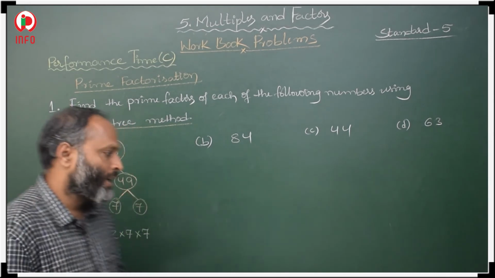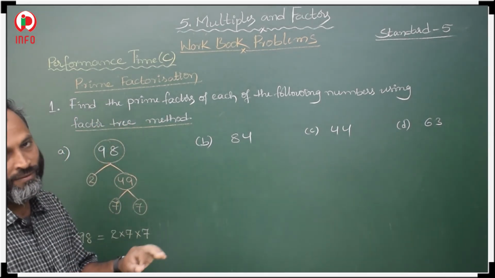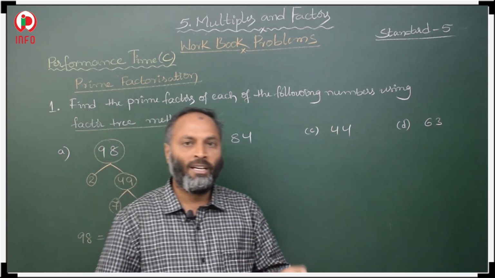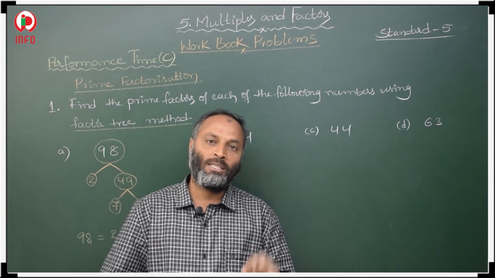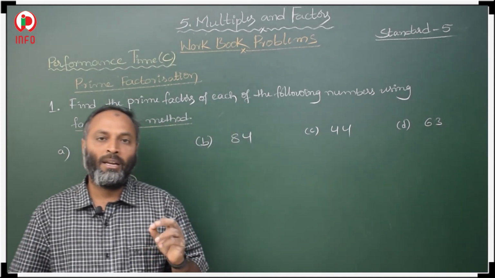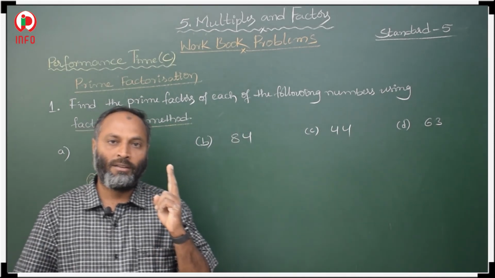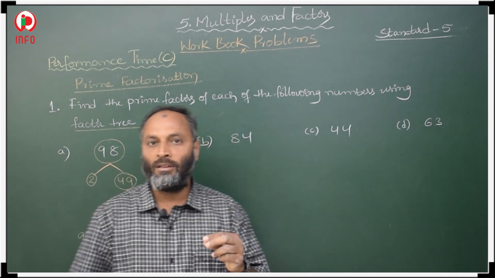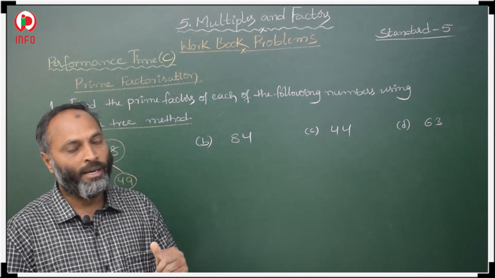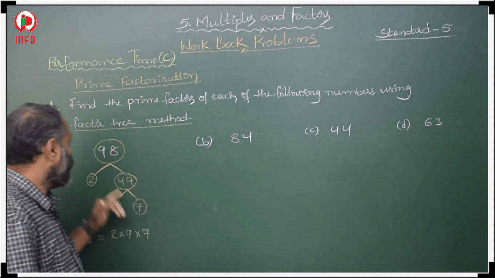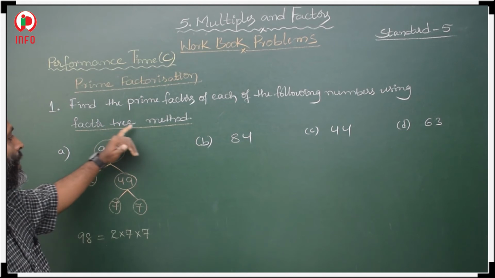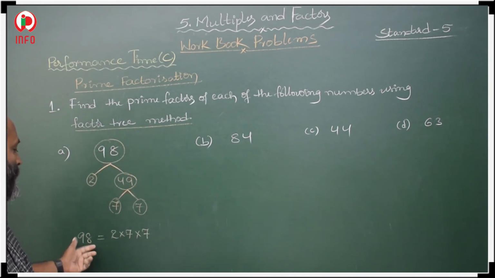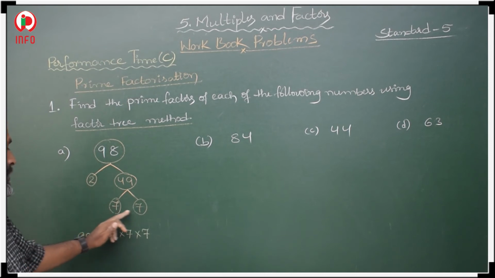1 and itself. This 7 is there: 7 ones are 7, 1 seven is 7. This 7 is divided by 1 and also by itself, that means it is divided by 7. So, a prime number has two factors. How many factors? Two factors. One of the factors is 1, the other factor is itself. That type of number is called a prime number. Okay. So, this is the factor tree method. That is, 98 is equal to 2 into 7 into 7.